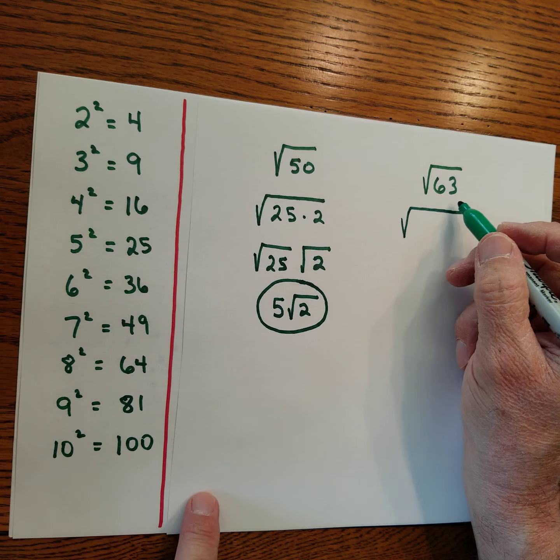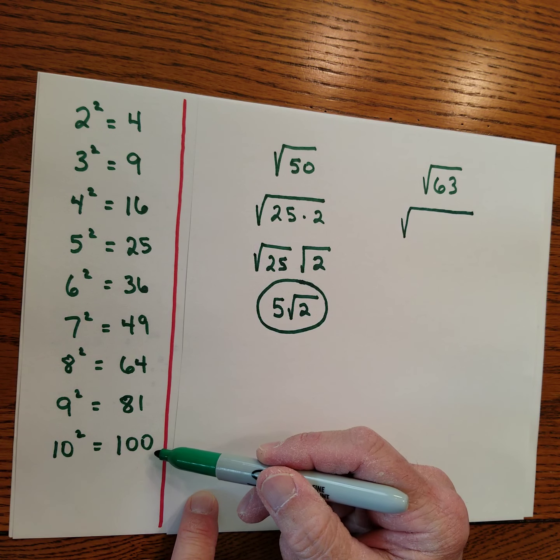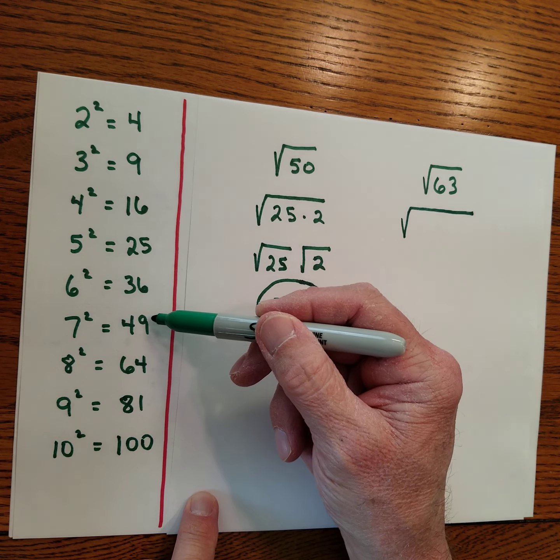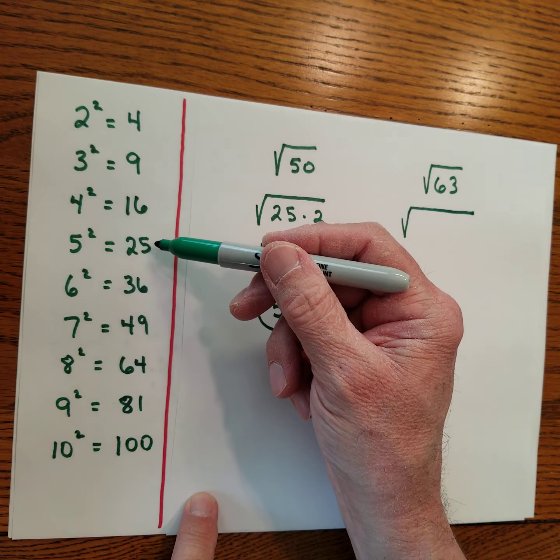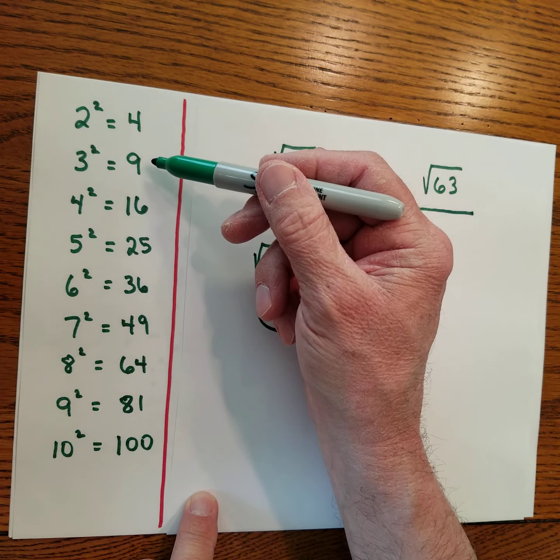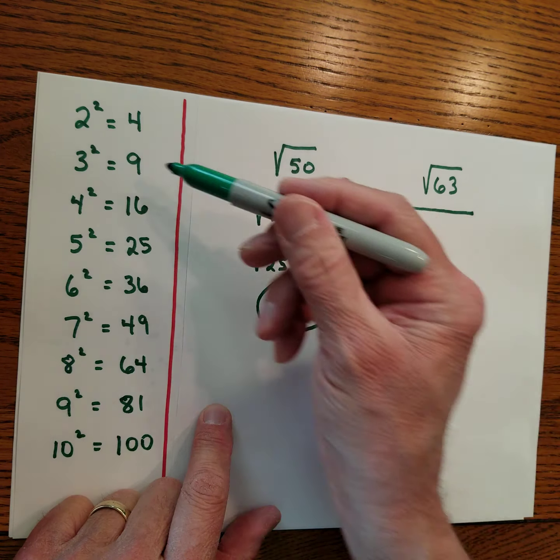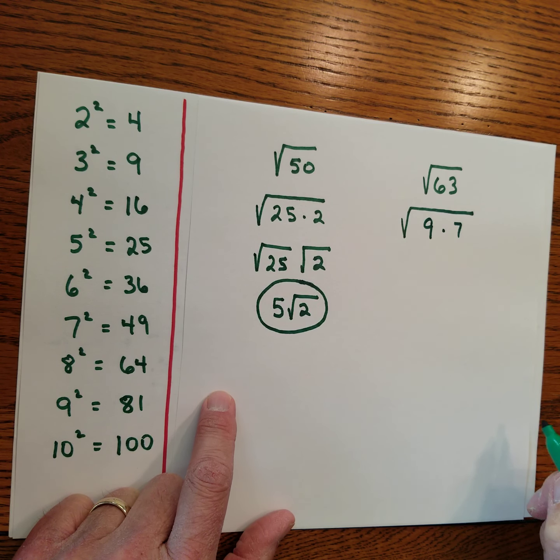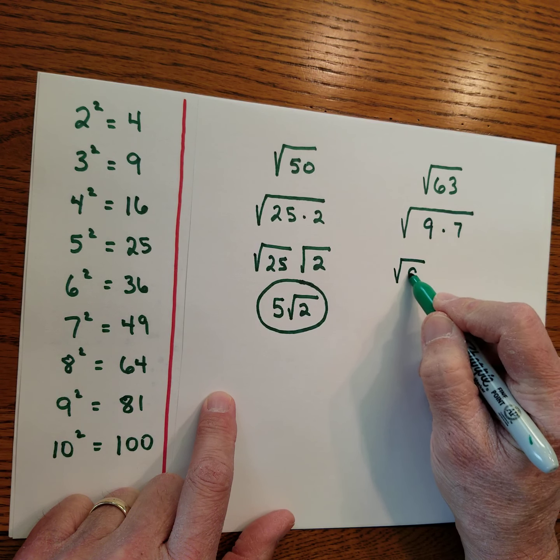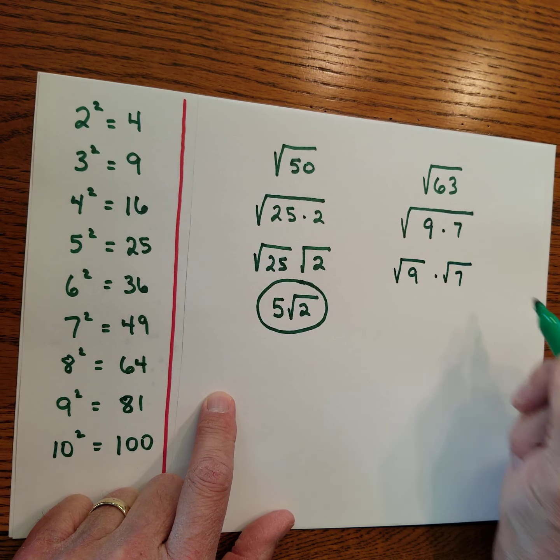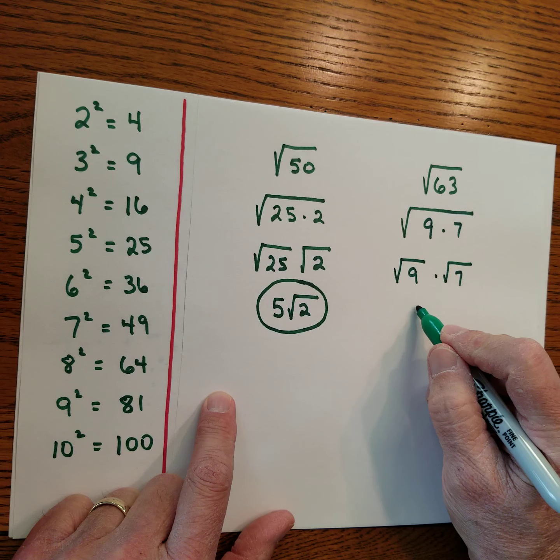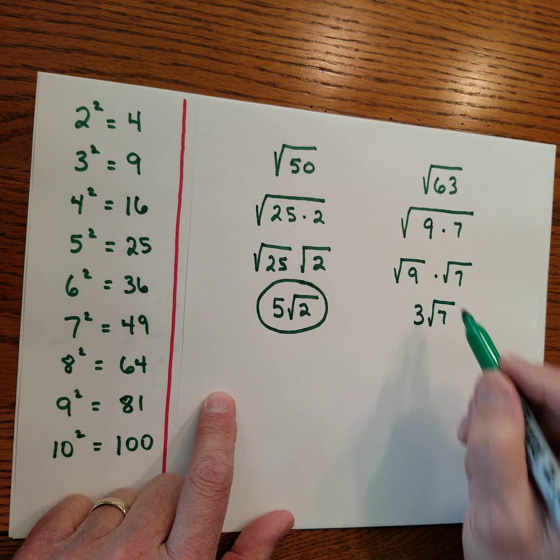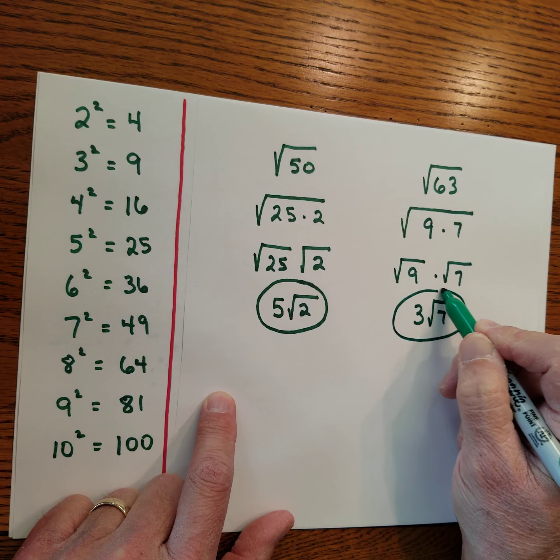Let's try it again. Is 63 divisible by anything in our list? Start with 100. Is 63 divisible by 100 or 81? No, no. Is it divisible by 36 or 25? No. It is divisible by 9. 63 is 9 times 7. Let's break that apart as the square root of 9 times the square root of 7. Where the square root of 9 is 3, and I can't take the square root of 7 nicely, so we'll leave it as 3 radical 7.